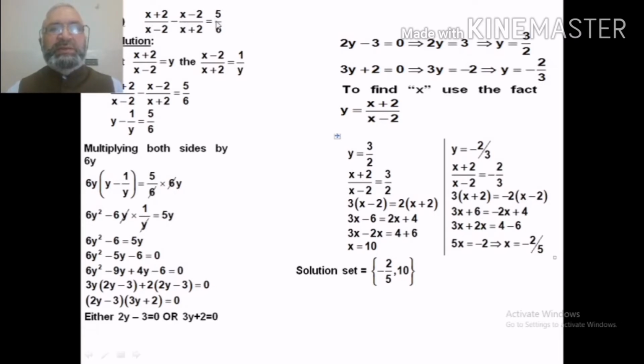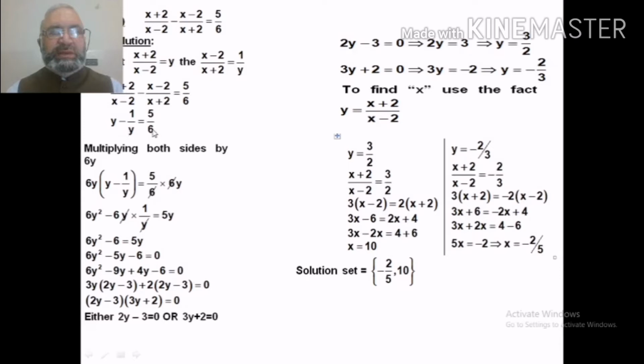So by the second method, substitution, we put any one of the terms. If we take this one as y, the second becomes 1 over y. By substituting (x plus 2) over (x minus 2) is equal to y, the next term becomes 1 over y. Putting these two values in the original equation, we get y minus 1 over y is equal to 5 by 6. Simplify this equation.